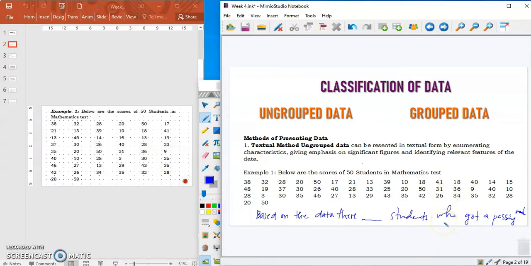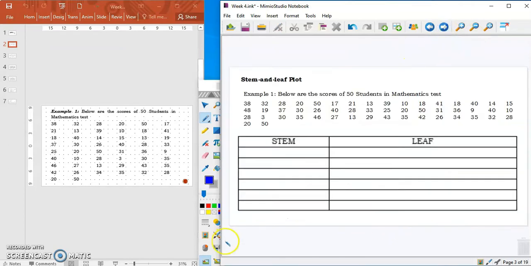If we are going to consider that, we need to count how many got 38 and above. That would be considering this: 1, 2, 3. In the fourth column, there's none. 4, 5, 6, 7, 8, 9, 10, 11, and that's it. So based on the data, there are 11 students who got a passing mark. So these are the textual form. But the point is, if we have raw data, it will be difficult for us to identify the values or the description based on the given. That's why emerges what we call the stem and leaf plot.